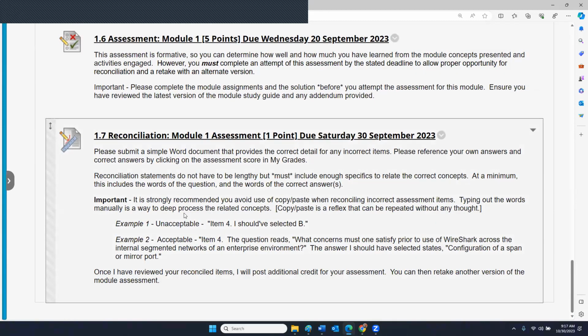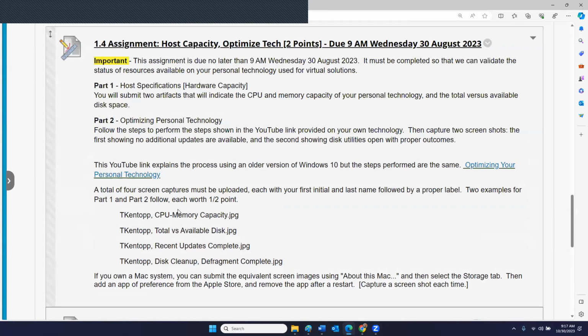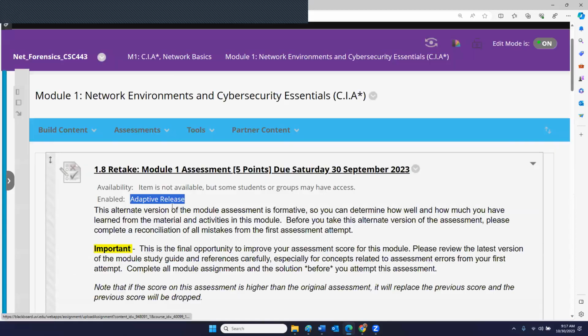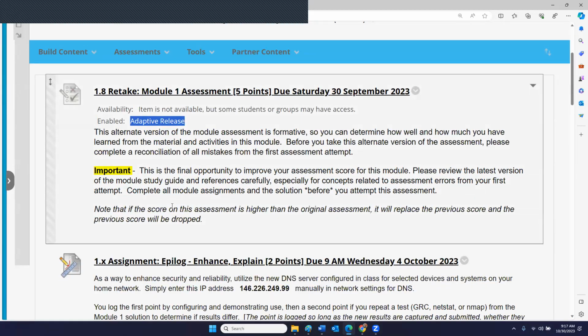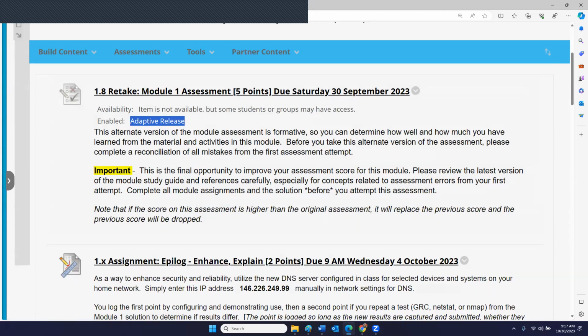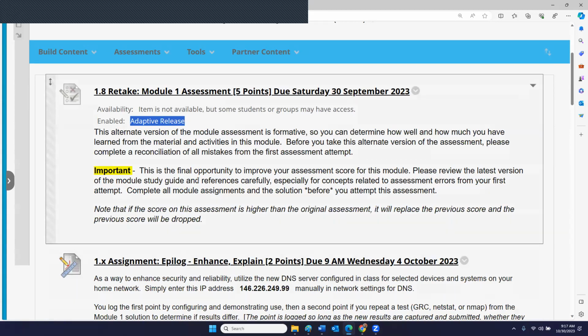The reconciliation is down here. And if you don't reconcile and post something in the reconciliation, then the retake doesn't work. I did this in most of the other classes, and I did that in this class, and I meant to explain that previously. My regrets for not sharing that sooner.